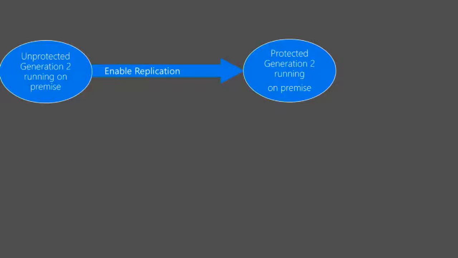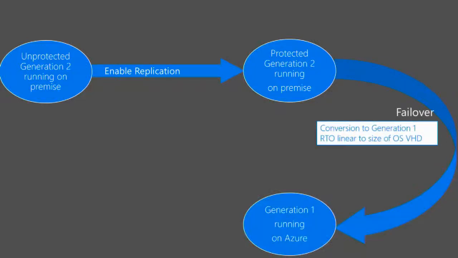Once you're protected, you have a generation 2 virtual machine that's protected, and the virtual machine is still continuing to run on-premises. And then when you do a failover, either test, unplanned or planned, we do a conversion. I'm not going to go into the details, but when we do the conversion, we take the GPT and convert to an MBR. The conversion does require us to take a copy of the OS VHD. Therefore, the recovery time objective, RTO, which you care about, is linear to the size of the OS VHD. We recommend keeping the OS VHD size as small as possible. That's a recommendation from Windows as well.